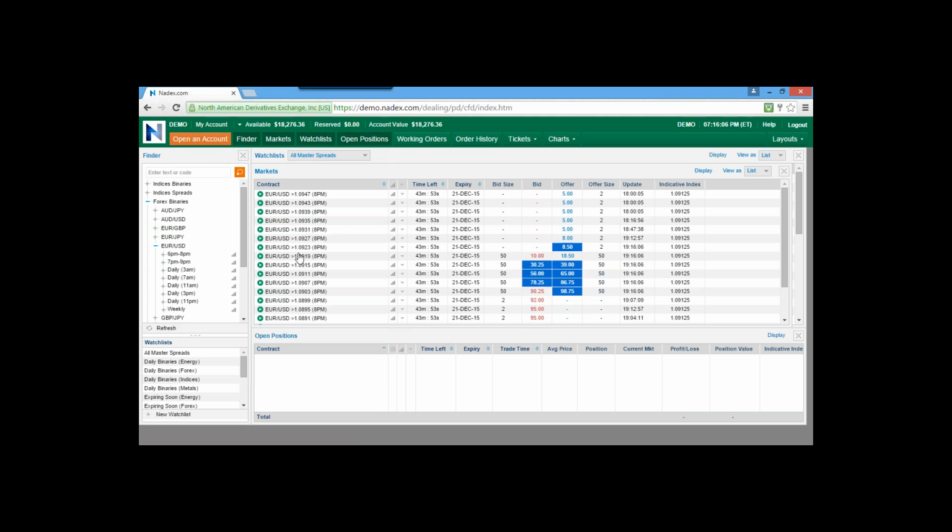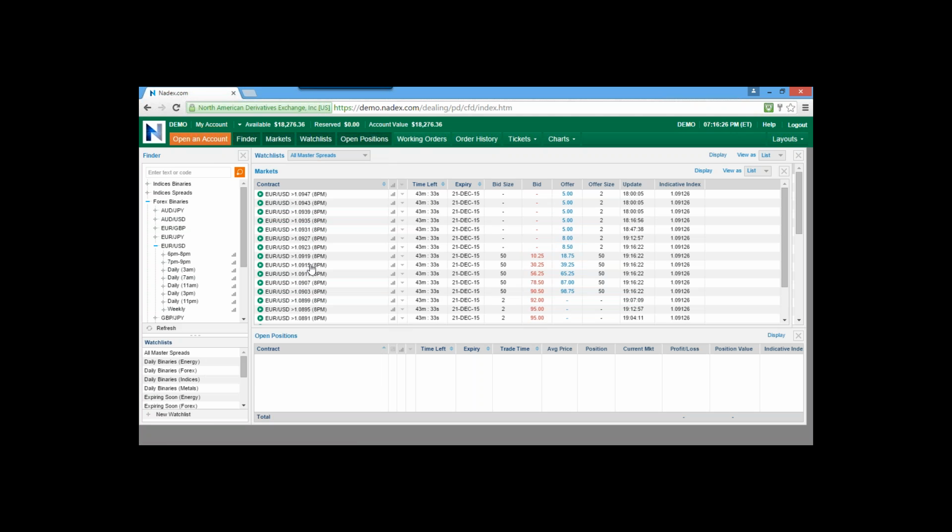These are different binary option contracts, and they all have different strike prices, meaning the price that's listed right here. Okay, and as you see here, for example, in the euro dollar, they're 4 ticks apart. Okay, 35, 31, 27, 23, and so on. And you can also see they're priced differently. Okay, we're going to talk about that.